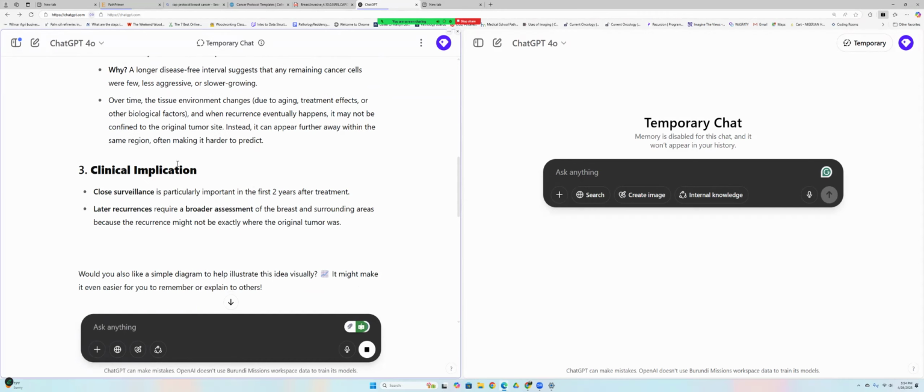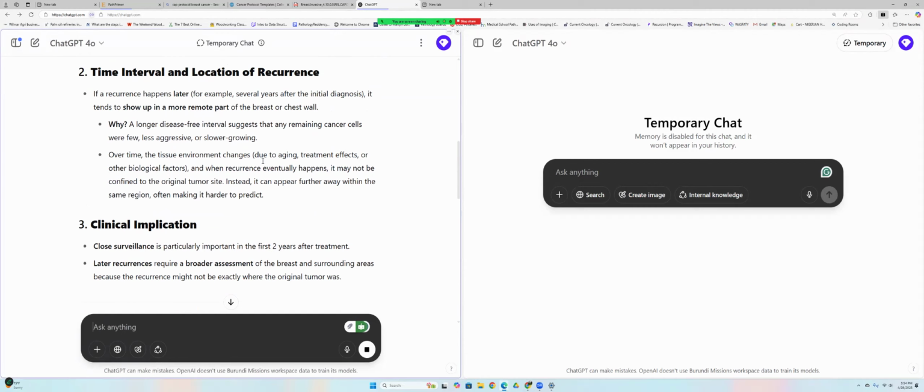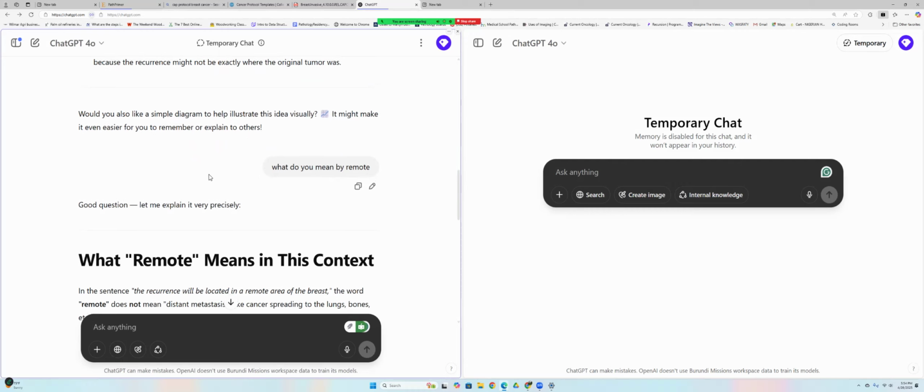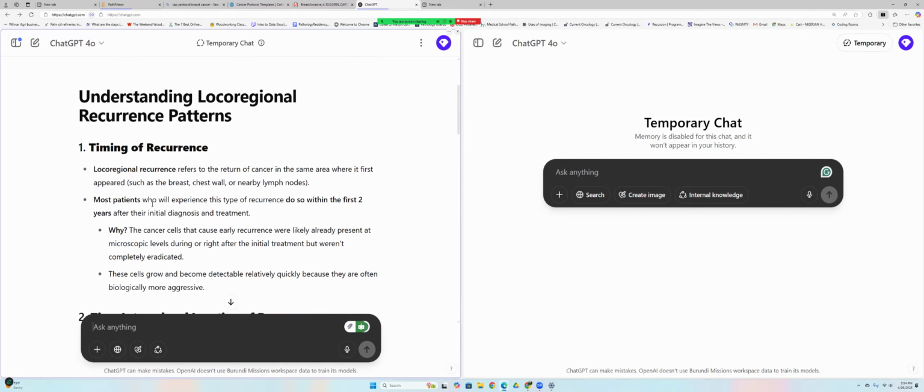But over time, the tissue environment changes due to aging, treatment effects, or other biological factors. And when recurrence eventually happens, it may not be confined to the original tumor site. Instead, it can appear further away within the same region, often making it harder to predict. So the clinical application is this. Close surveillance is particularly important in the first 2 years after treatment. Later recurrence requires a broader assessment of the breast and surrounding areas because the recurrence might not be exactly where the original tumor was.